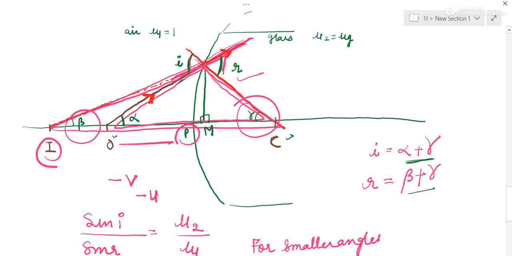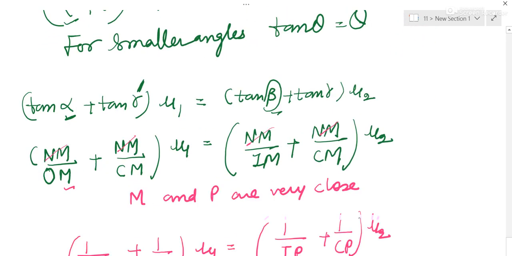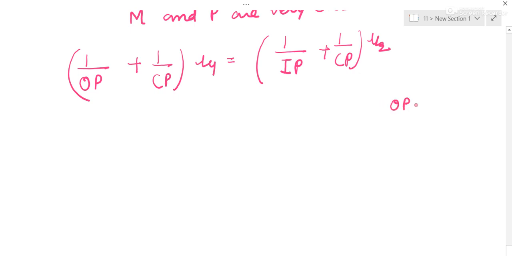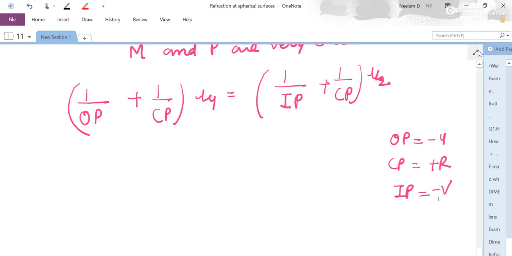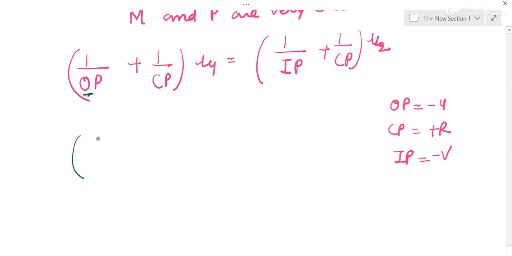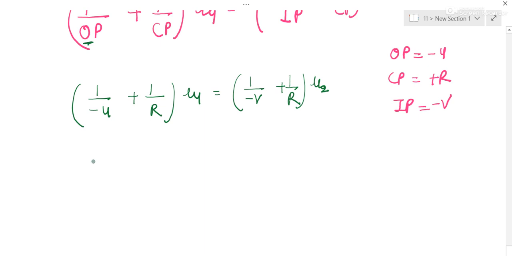Object distance is already negative and C is positive, okay? So you just write down OP, object distance is minus U. Center of curvature is positive because it is on that side, and IP is also minus V. Just substitute peacefully and do the cross multiplication. So let us substitute: mu 1 upon minus u plus mu 1 upon r is equal to mu 2 by minus v plus mu 2 by r.